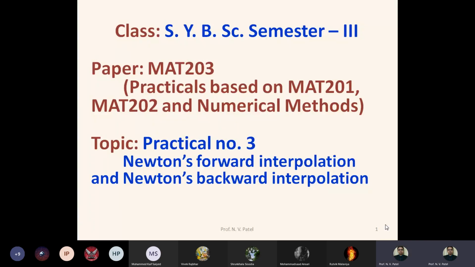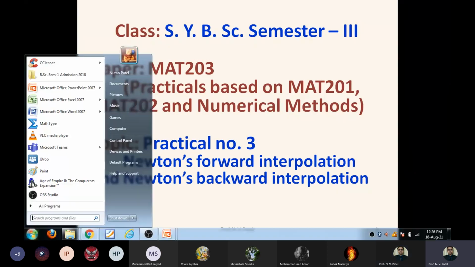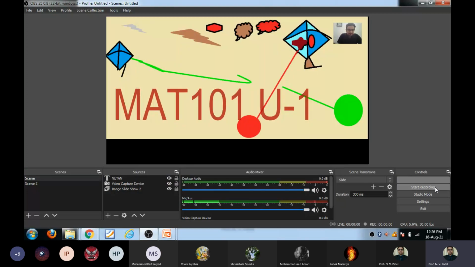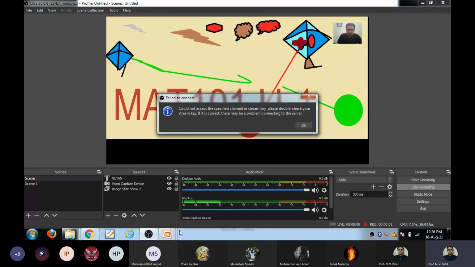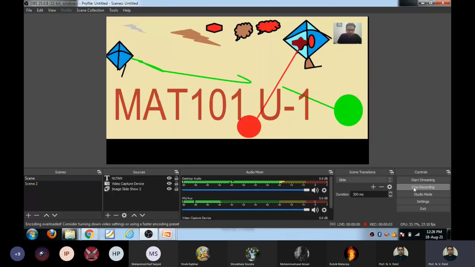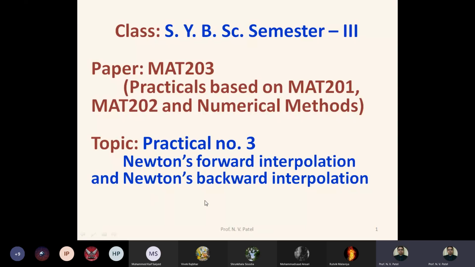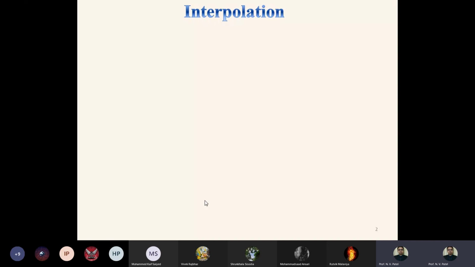Now we are discussing practical number 3. That is our Newton's forward interpolation and Newton's backward interpolation. So just to recall, that is our interpolation.